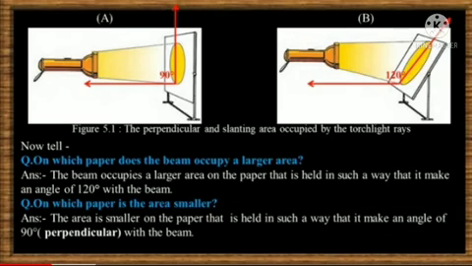Answer: the beam occupies a larger area on the paper that is held in such a way that it makes an angle of 120 degrees with the beam. Question number 2. On which paper is the area smaller? The area is smaller on the paper that is held in such a way that it makes an angle of 90 degrees with the beam.